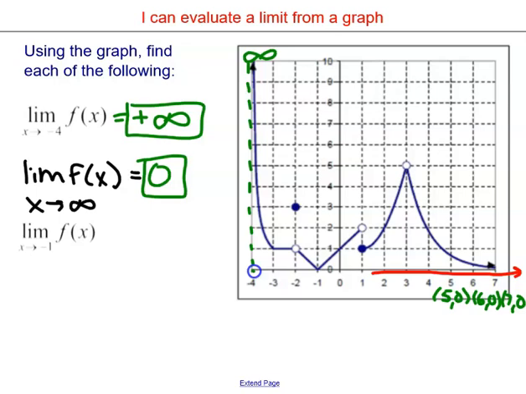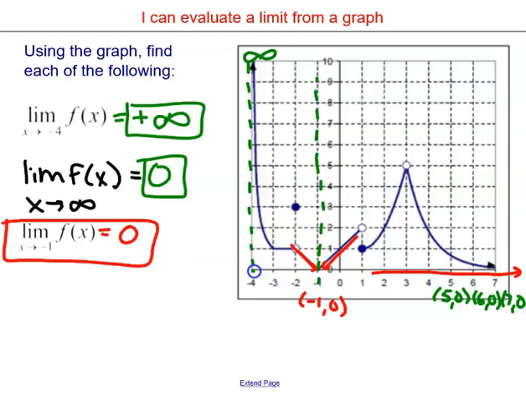If we look at -1 here, again, what is the limit as it approaches from the left? It seems to be (-1, 0). As it approaches from the right, it seems to be (-1, 0). So it connects at the y value of 0. Okay? So different ways of looking at limits.